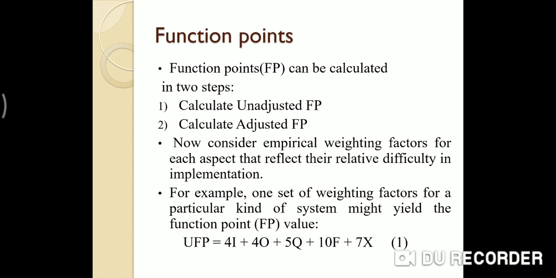5Q plus 10F. Means what? 4 into the number of input files plus 4 into the number of external files or output files plus 5 into the number of user inquiries plus 10 into the number of files used plus 7 into the number of external interfaces, right?